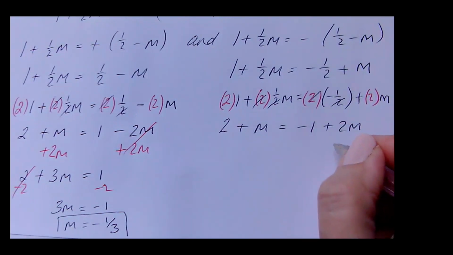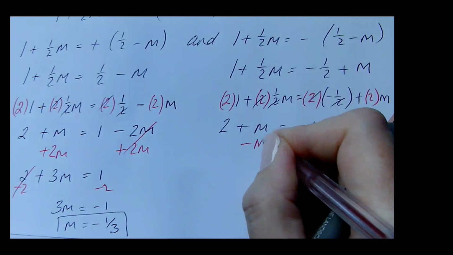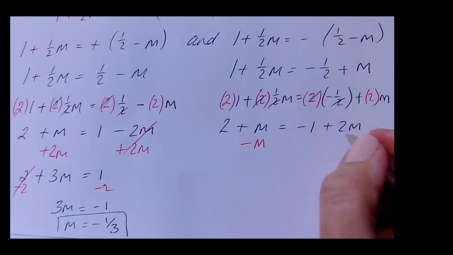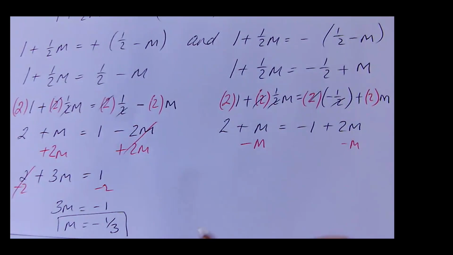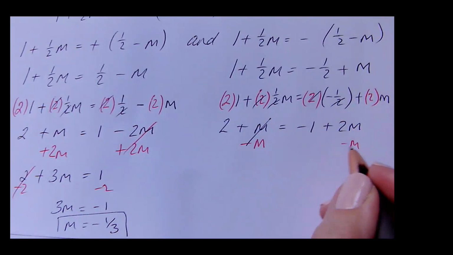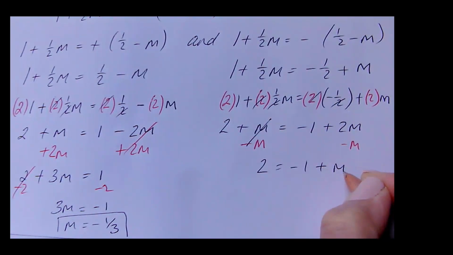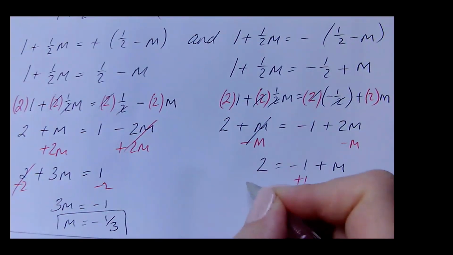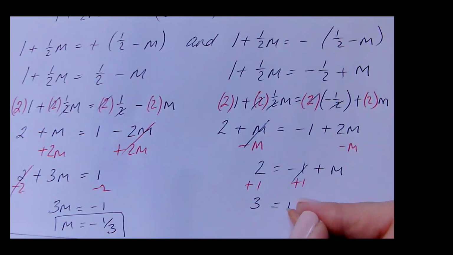On this side, I'm going to take away the smaller one because that'll just not leave me with negatives. I prefer to do that when I have an unknown on both sides. I prefer to take away the smaller of them, or the fewer of them. So I'm going to take away m from both sides, and that leaves me with 2 on the left hand side and just an m on the right hand side with the minus 1, of course. Now I'll get the m on its own by adding 1 to both sides. So I'm left with 3 is equal to m.